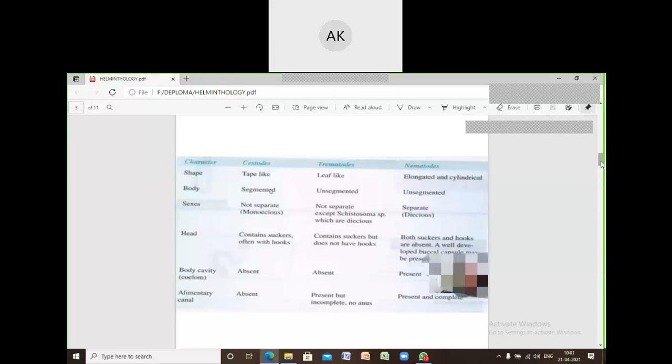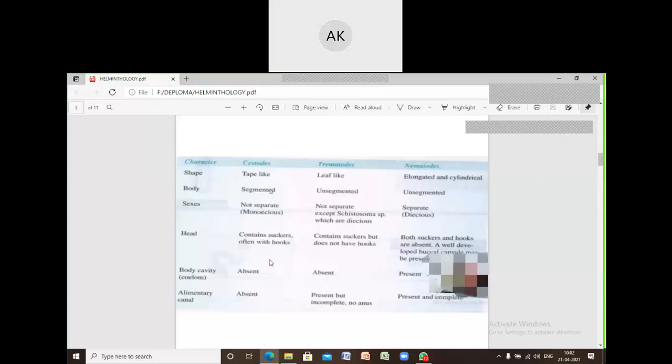Cestodes are segmented and tape-like, trematodes have a leaf structure, and nematodes are long and round in shape. So what is the difference in their body structure? Like I already said, cestodes are segmented, and trematodes and nematodes are unsegmented. That means they are plain, not segmented like tape-like. They don't have any segment.